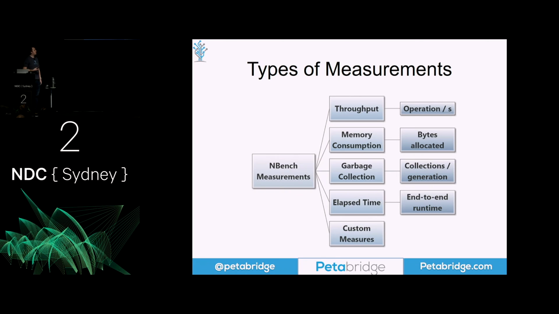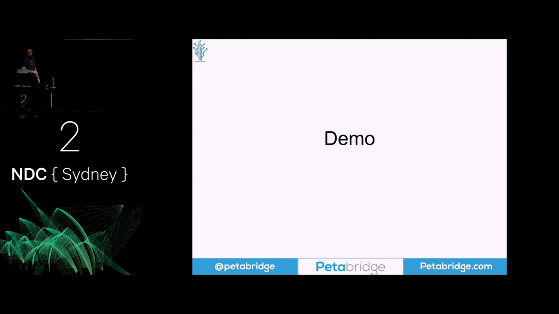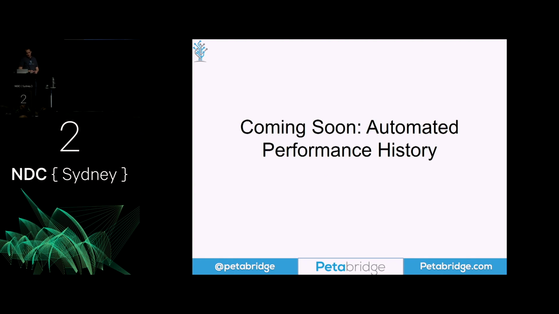And then we also have support for some custom measures. We have a performance counter plugin for NBench that allows you to instrument any arbitrary performance counter against an NBench spec. So we've seen people use that for measuring things like total number of bytes transferred to SQL Server before. That's one example. So I already gave you a little demo.